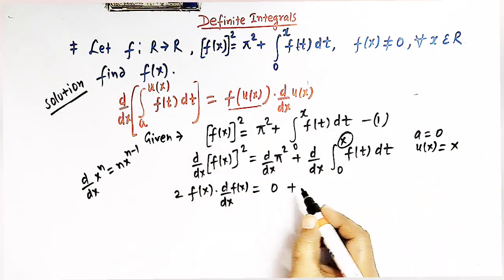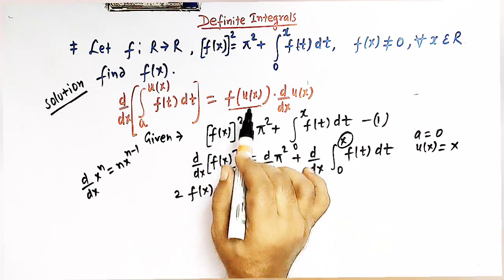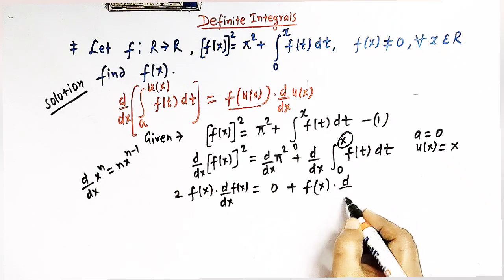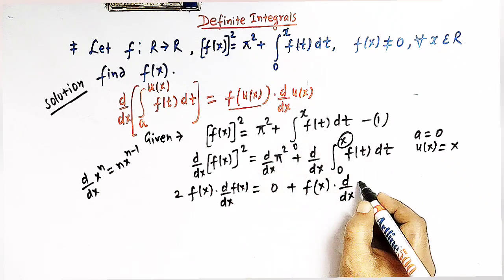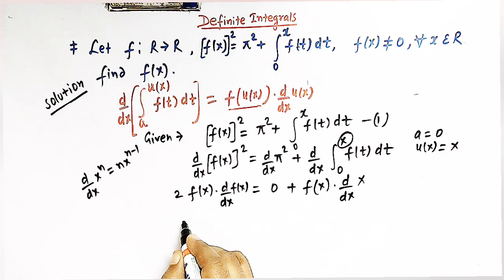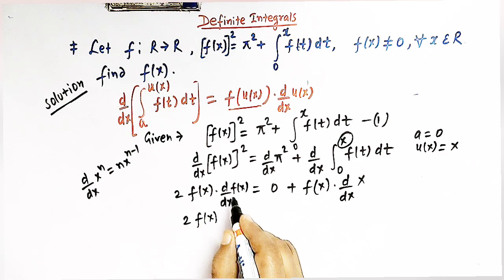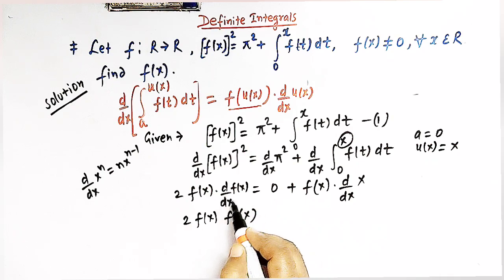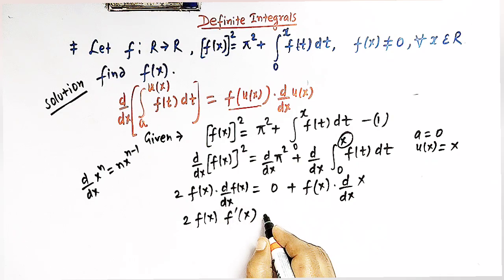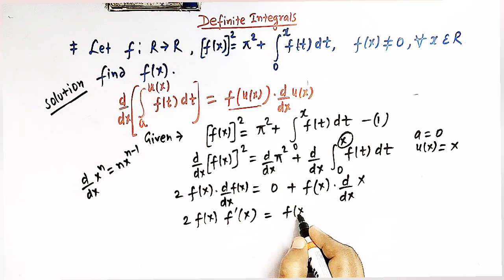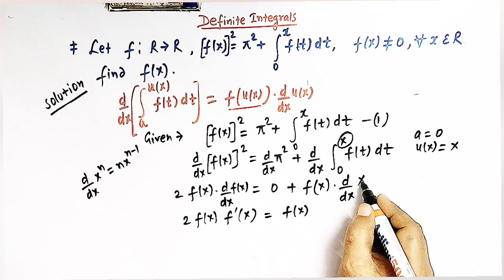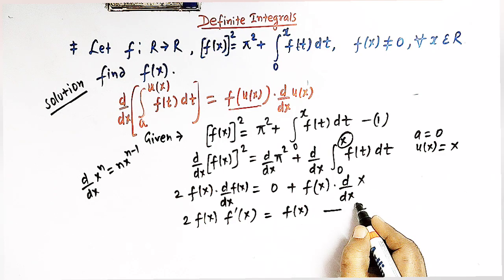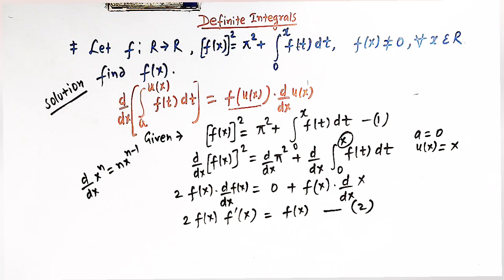So now we can write f of u of x is f of x, and then we have the derivative of u of x, that is the derivative of x, right? So now we can write 2 times f of x, and here we have f prime of x. d by dx of f of x is f prime of x, and here we have simply f of x, because the derivative of x with respect to x is 1. And let us call this equation number 2.